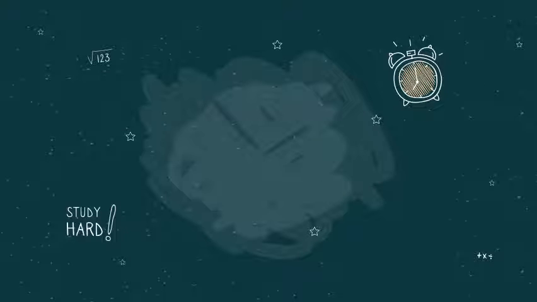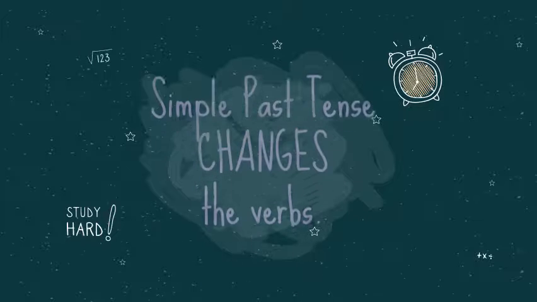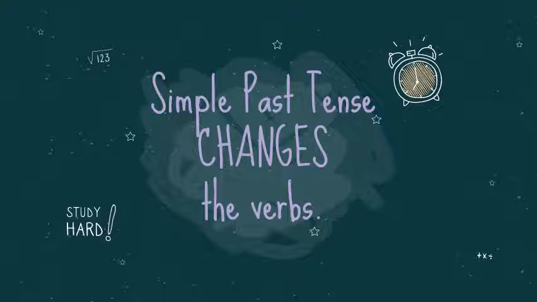How do you make simple past tense? When you want to show an action that happens in the past, you have to change the verb. So simple past tense involves changing the verbs. What I mean here is the change in spelling in the verbs. We will look at that after this.